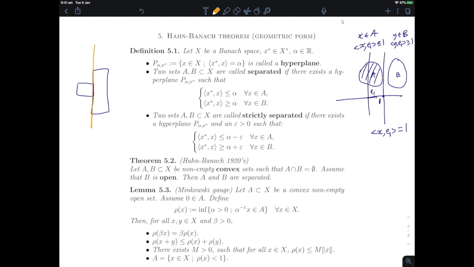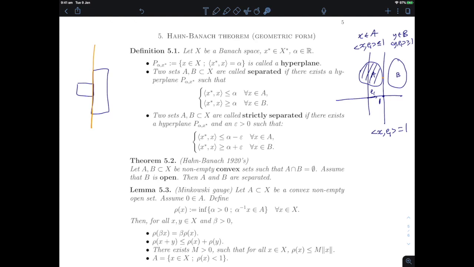Now, in finite dimension, that would be reasonably easy, although potentially technically painful at times, to find an equation for that line if I give you two sets that you could fit between them. Now, what the Hahn-Banach theorem tells you is that if your sets are convex and one of them is open and they don't intersect, then they can always be separated.